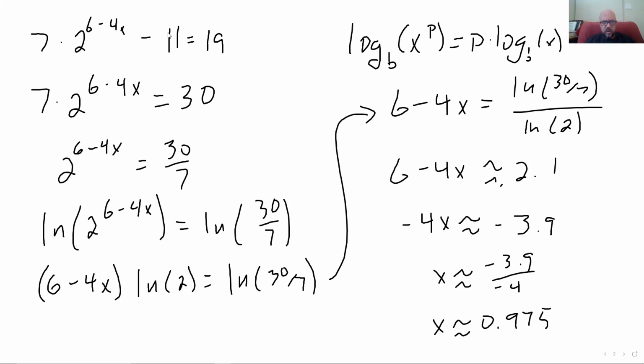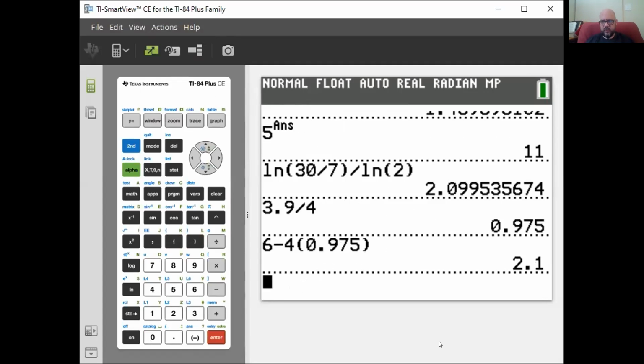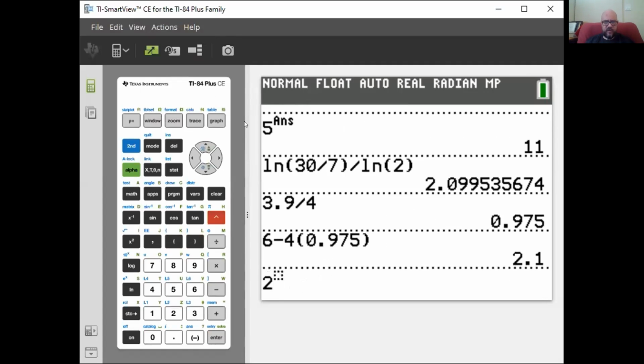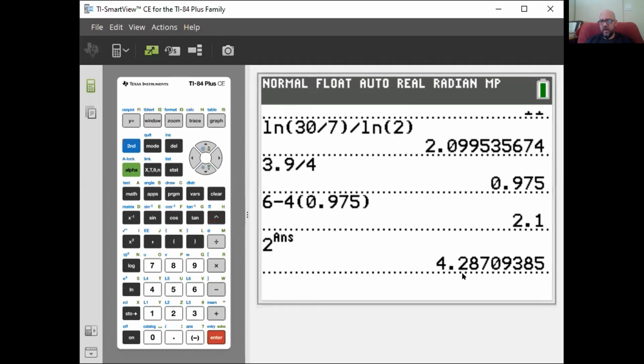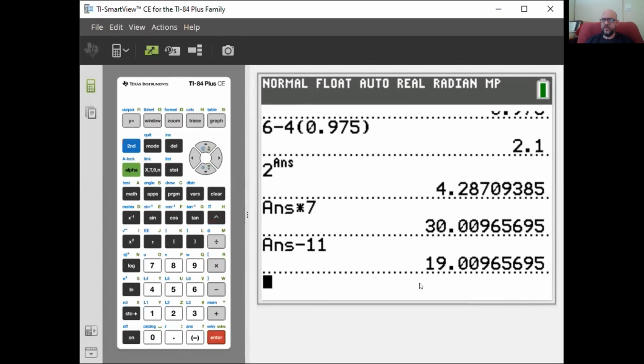Okay, so we're going to do 6 minus 4 times 0.975. We get that. Then I'm going to raise 2 to that power, to the power of the answer. I suppose I could just type 2.1, but whatever. 2 to the power of the answer, and then times 7, and then minus 11. And we were supposed to get 19, and lo and behold, that's basically 19, only off by rounding error. So that looks like a good answer to me.